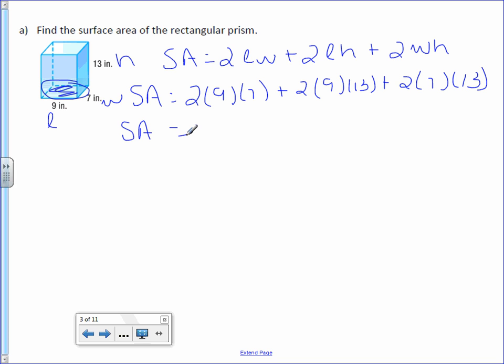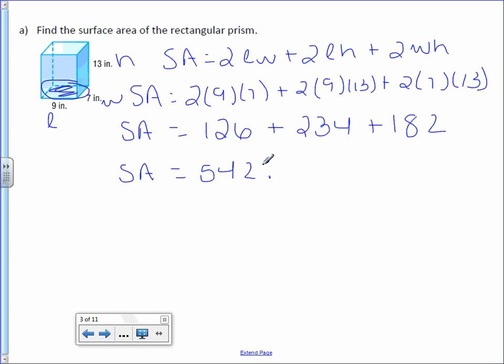Find each of these multiplication pieces separately. So 2 times 9 times 7 is 126, plus 2 times 9 times 13 is 234, plus 2 times 7 times 13 is 182. Now you can add these amounts together, and you get a surface area of 542 inches squared. Area is always squared. Units are squared.